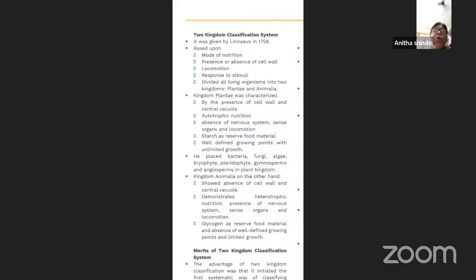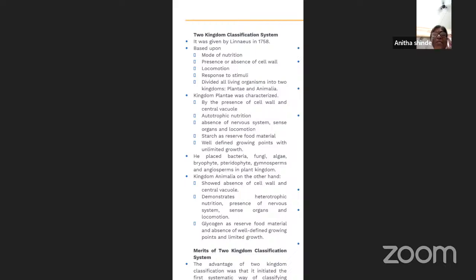So under kingdom Plantae, what do they have? They have a cell wall, a central vacuole, and are autotrophic in nutrition, and they don't possess a nervous system, sense organs or locomotion. Like bacteria do not have all these things. Starch is their food material, and they have well-defined growing points with unlimited growth. That is why he put them under one kingdom. Now the second kingdom he considered was Animalia. He put all the animals into one kingdom, kingdom Animalia.